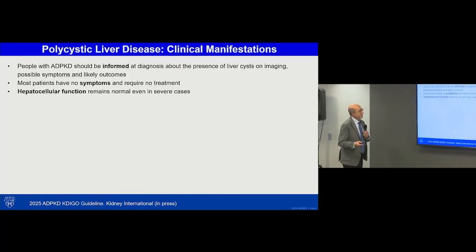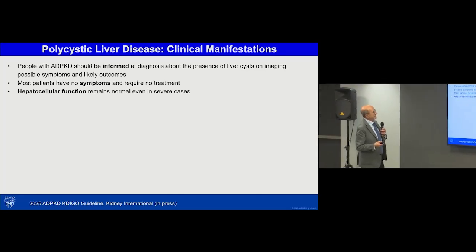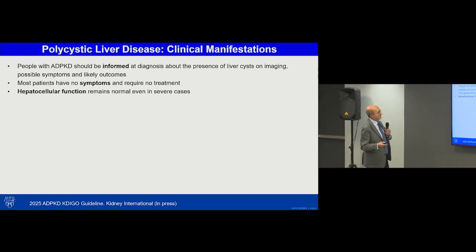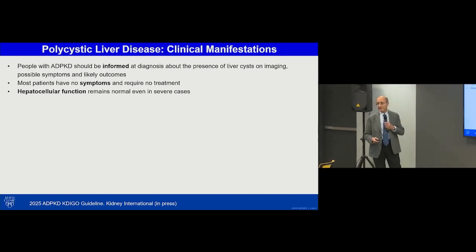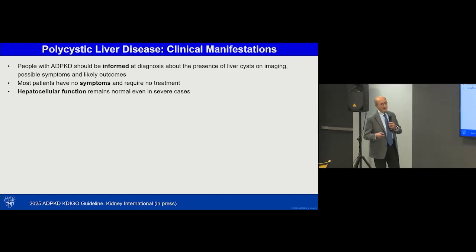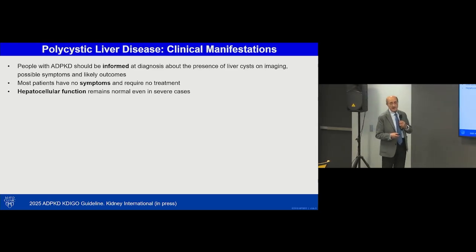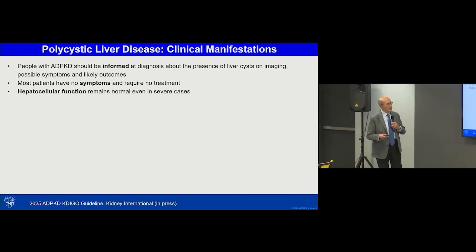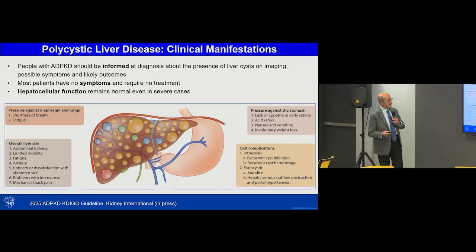Now, in terms of the symptoms of polycystic liver disease, well, first, the patient with polycystic kidney disease should be informed about the status of the liver. In some cases, it will be very mild, or maybe in young patients even absent, but in some patients it may be severe. So the first time a patient is diagnosed with ADPKD, they should be informed about the status of the liver. Most patients with polycystic liver disease have no symptoms, and many of them will never develop symptoms. And hepatocellular function remains normal almost even in the most severe cases. Only very, very rarely, at the very end with very massive enlargement, you can have some defect in the polycystic liver.